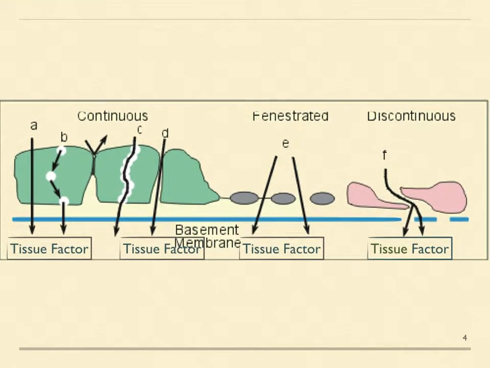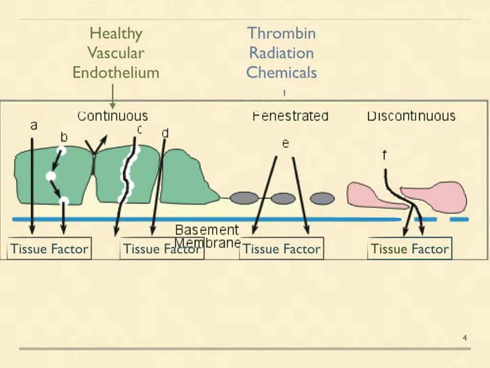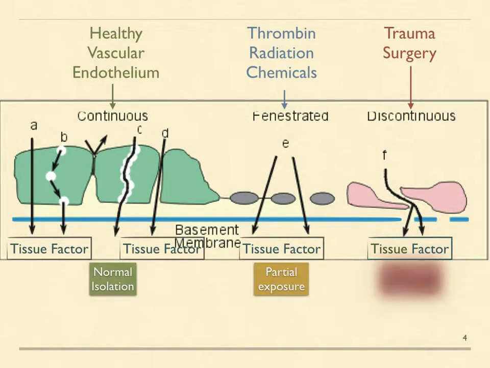The green cells on the left portray healthy vascular endothelium that insulates flowing blood from extravascular tissues. The gray cells in the center represent gap formation between endothelial cells induced by thrombin, radiation, and toxic chemicals, which increases contact between blood and extravascular tissues. The flesh-colored cells on the right portray disruption of the vascular endothelium by trauma and surgery, which directly exposes blood enzymes to tissue factor.